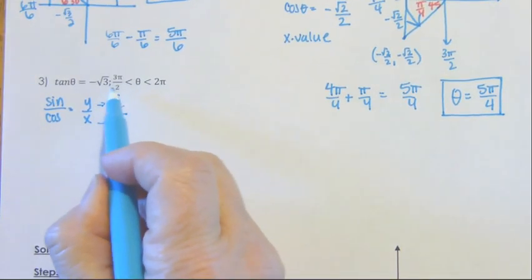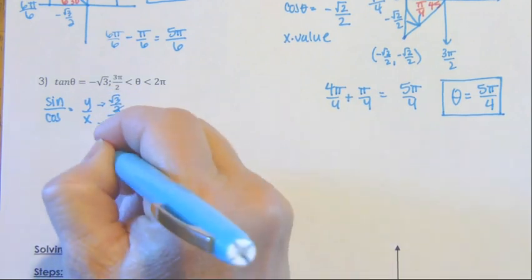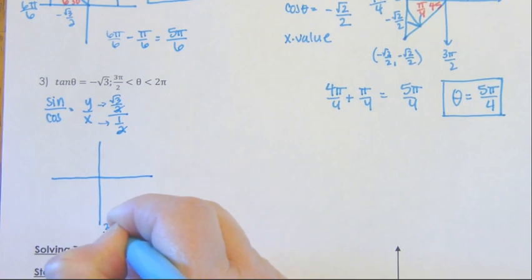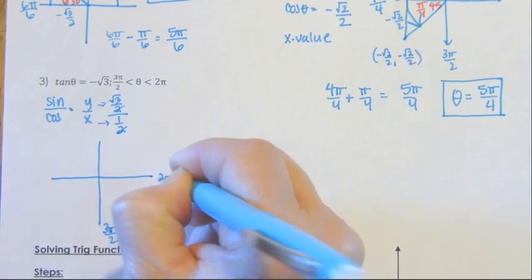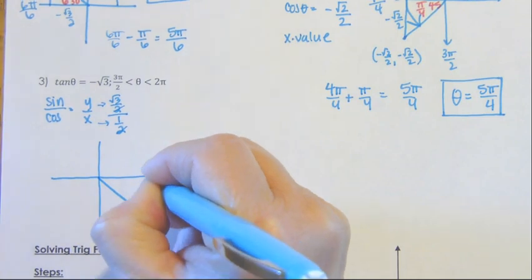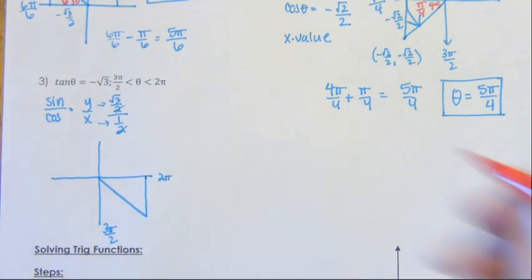I need to be between 3 pi over 2 and 2 pi. 3 pi over 2 is down here at the bottom, and 2 pi would be a full circle. So this time I'm graphing in quadrant 4.